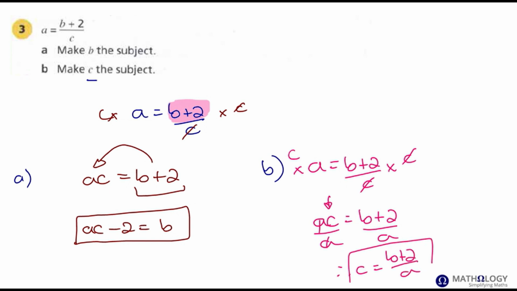So as you will have noticed, what we are doing in order to make a particular variable the subject of the formula is just performing reverse operations, not reverse BODMAS. More accurate to say reverse operations. If we need to reverse addition, we subtract. If we need to reverse subtraction, we add. If we need to reverse division, we multiply. If we need to reverse multiplication, we divide.